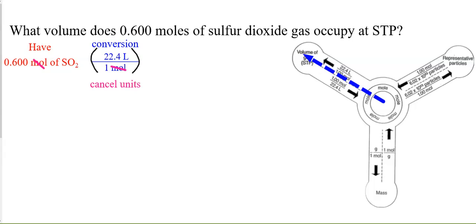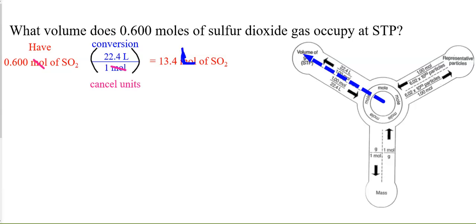So cancel off the units that cancel. The moles cancel, and you're left with just a quick multiplication, 0.6 times 22.4, and then just carry over the units that don't cancel. Oh, I goofed in my typing. That should have been a liter. I must have made this too quick. There we go, I fixed it.